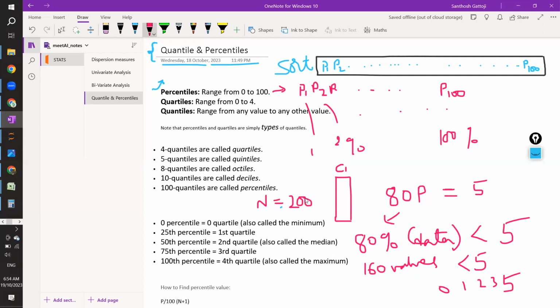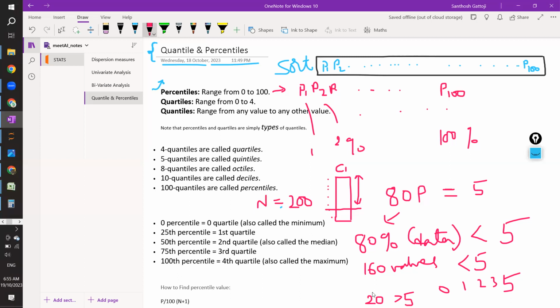So if you sort the stored values in ascending order and write them down, the first 160 values in this column will be less than 5, definitely. And the remaining, how many values are there? Just 20 values. The remaining 20 values will be greater than 5.